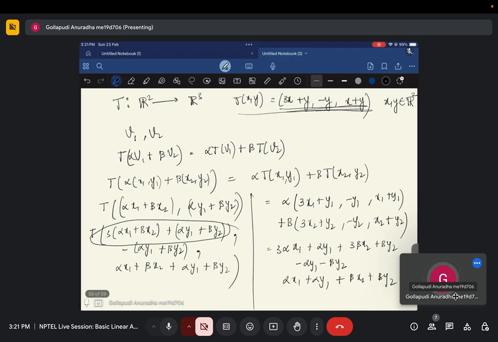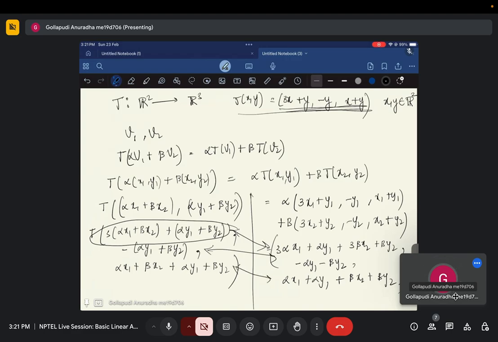So this is the first component here. So you have the same thing. This will match with this, and the second component will match with this, and the third component will match with this. Okay, so the property is being satisfied here. So the given T is a linear transformation. Okay, so I hope you understood this question.